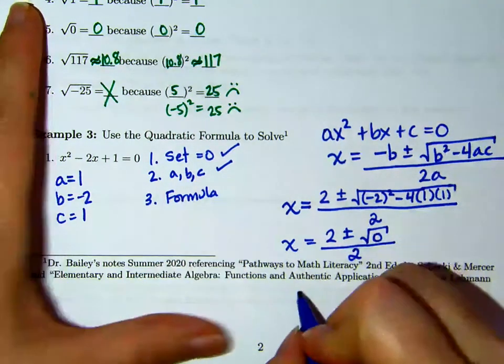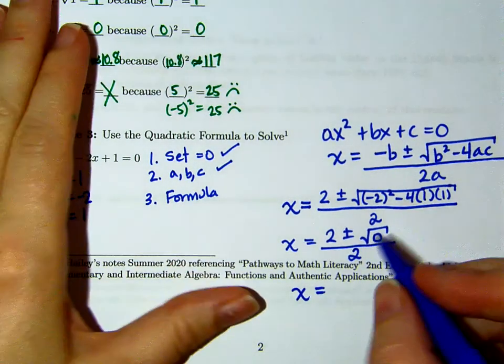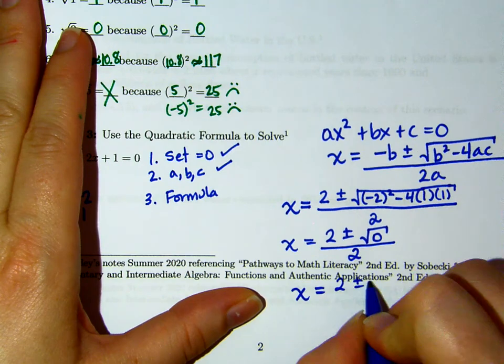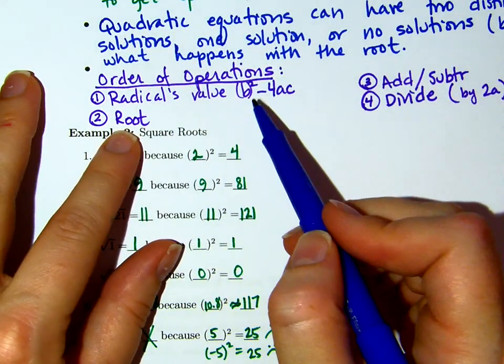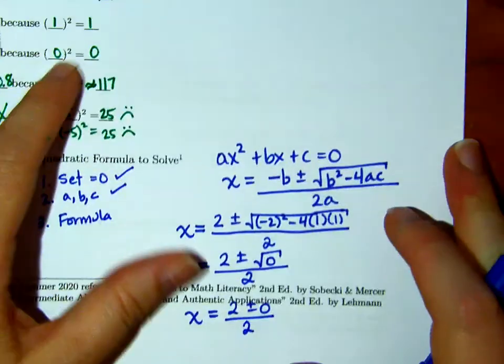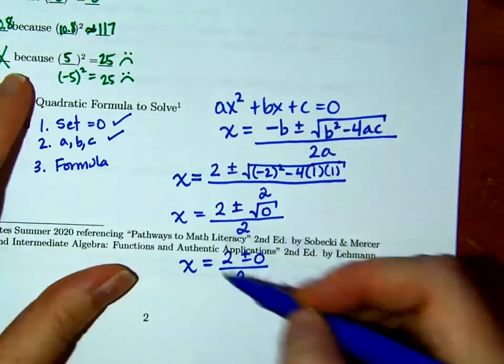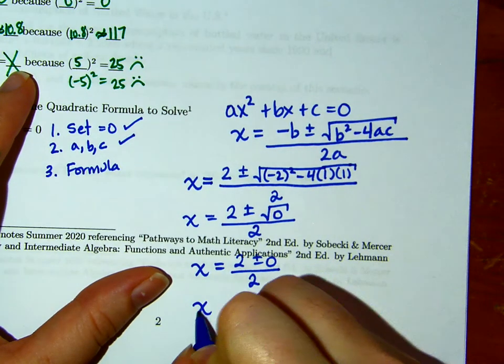And then we said take the square root. The square root of 0 is 0, so we have 2 plus or minus 0 all over 2. Radical value, root, add, subtract, then divide. Okay, well, adding and subtracting, super easy. It's just 2, and then divide.